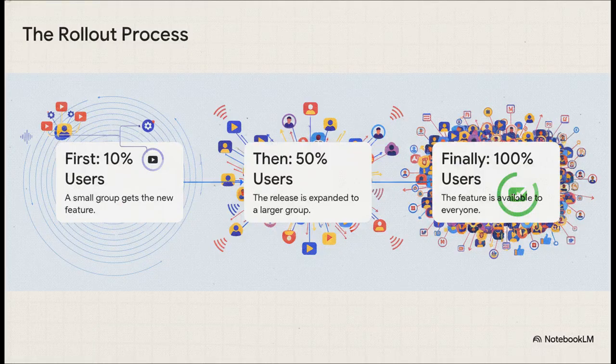Think of it like this. A brand new layout might first go to just 10% of people. They'll watch the data, make sure nothing breaks, make sure the servers can handle it. If everything looks good, maybe they'll ramp it up to 50% of users. And only when they are absolutely positive everything is stable do they finally push it out to 100% of us.